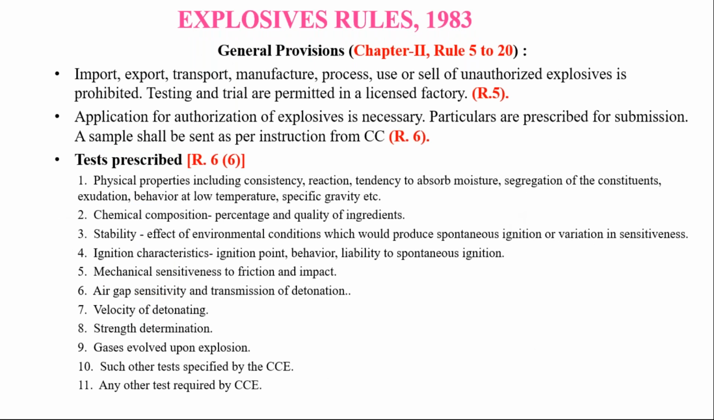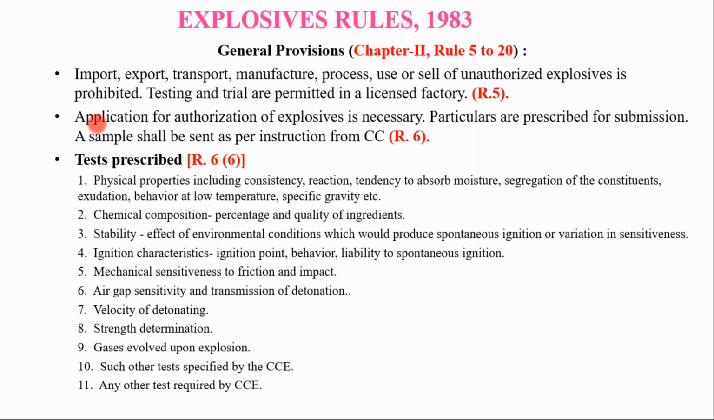Then the general provisions with reference to chapter 2, that is from rule number 5 to 20: import, export, transport, manufacture, process, use or sale of unauthorized explosive is prohibited. So all these rules are given under the general provisions title, that is under chapter 2, that rule is number 5. So testing and trial are permitted in a licensed factory.